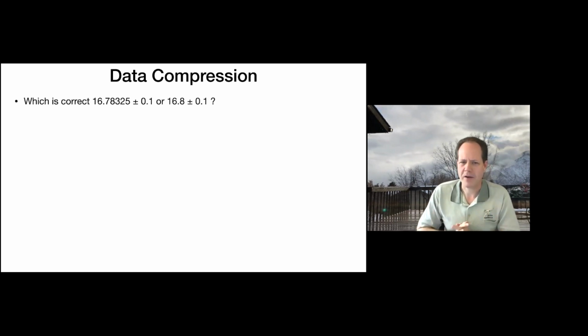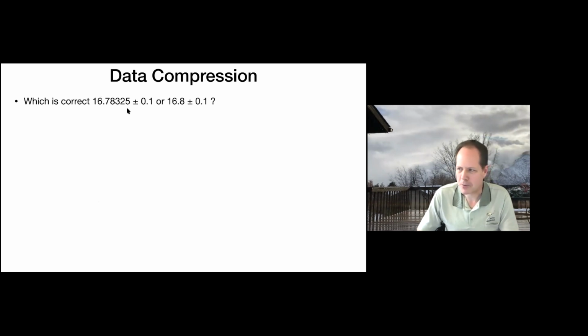Let me start by asking a question. Back to a high school again. If you took a measurement and say it was 16.78325, and then you measured the uncertainty to be plus or minus 0.1, which of these two ways would you represent it in your lab notebook? Clearly, if you did this, you wouldn't get a very good grade in your high school chemistry or physics class. And yet that's really what we're doing pretty much throughout single particle processing right now.